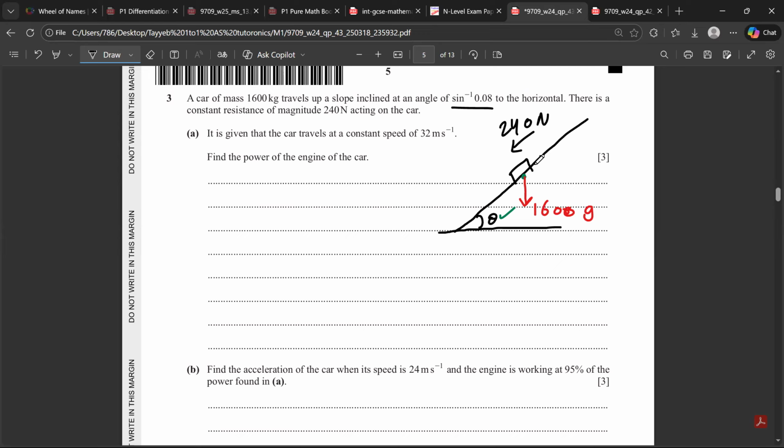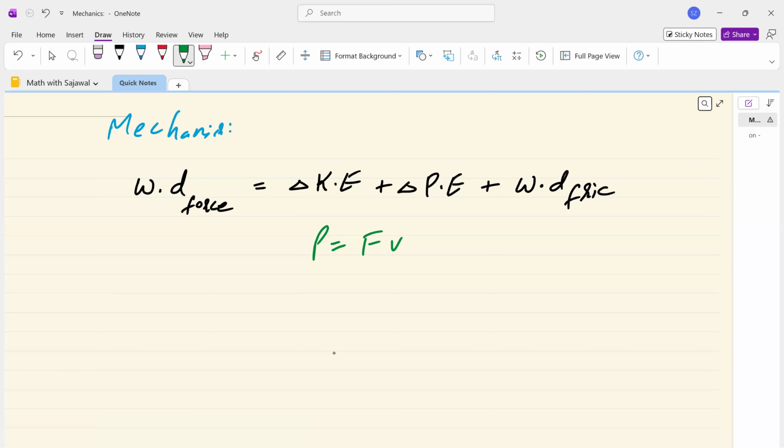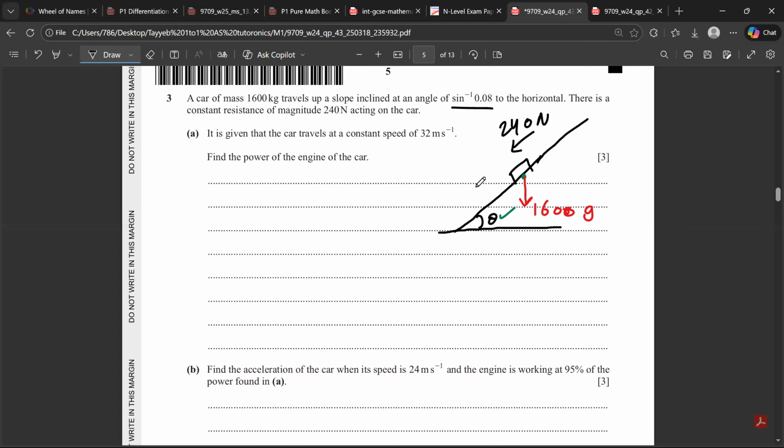Find the power. Okay. So first of all, Tayyab, give me an idea. How should we start it? First, we will find the power of the resistive motion, which is 240 multiplied by 32. No. Power formula is driving force times velocity. This F is basically the driving force. We don't know the driving force. So when we know the driving force, we will find the power.